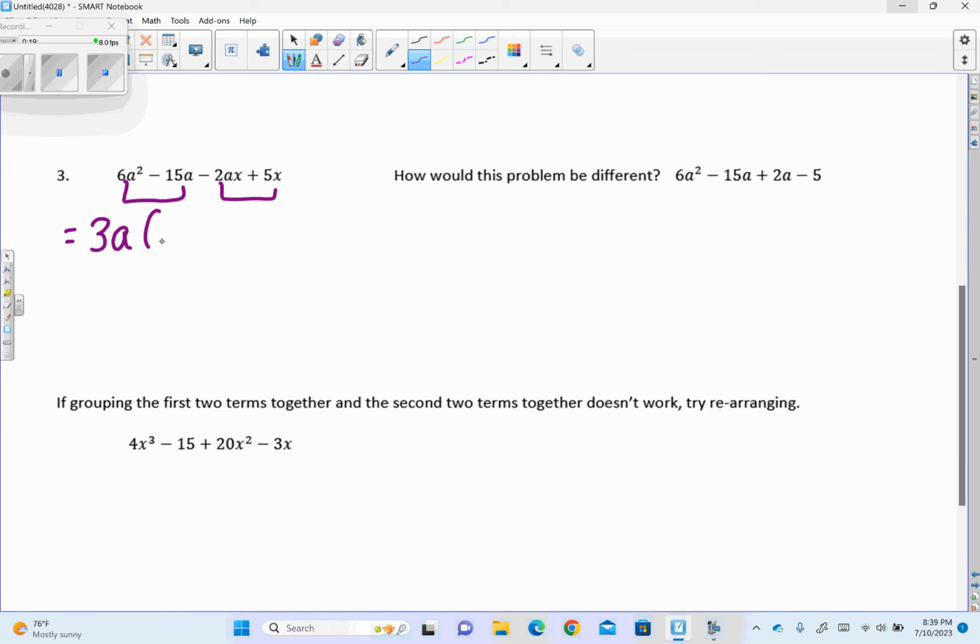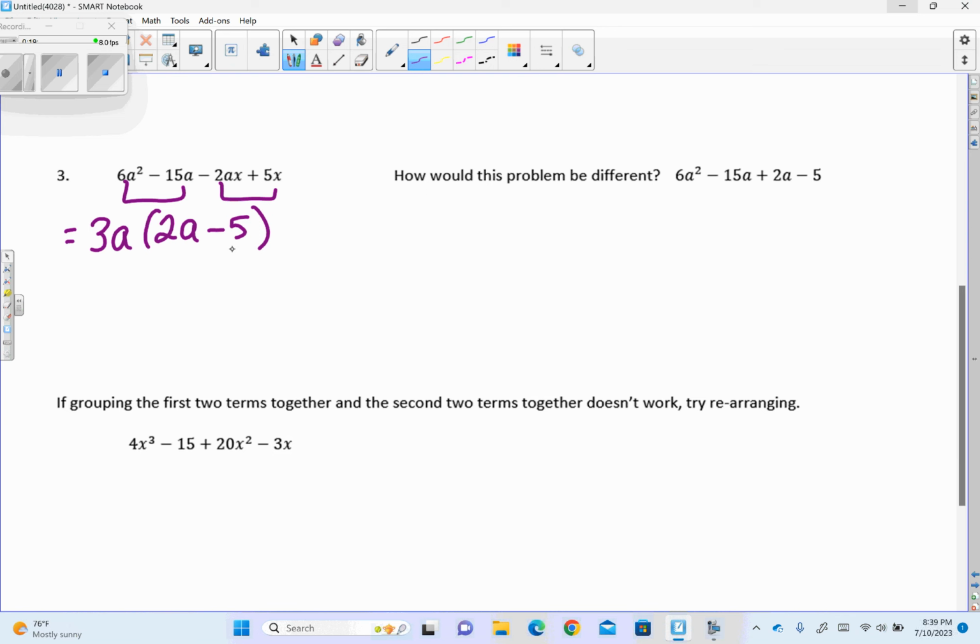And then if I have 3a and I need 6a squared, then I need to multiply by 2 to get the 6. And we need one more a. And notice if I multiply that, it makes 6a squared. Minus, if I have 3a and I need 15a, then I need to multiply by a 5. So the second two terms, the 2 and the 5, they're not multiples and they have no numbers other than 1 in common. So the only common factor is that common variable of x.